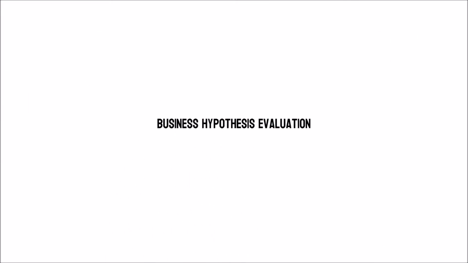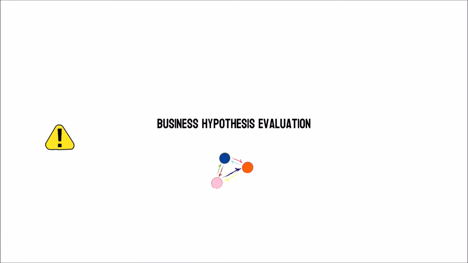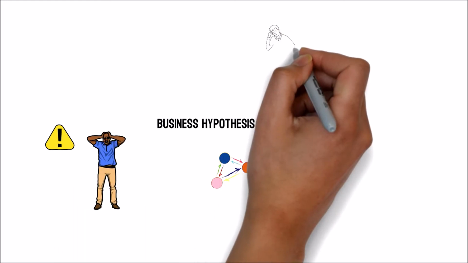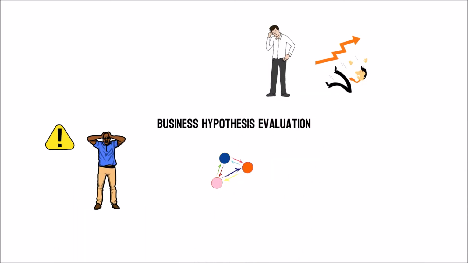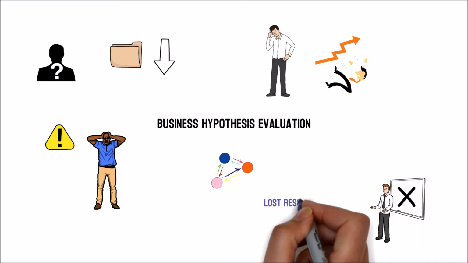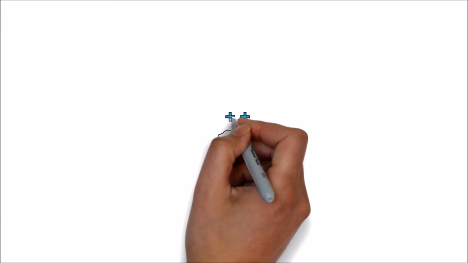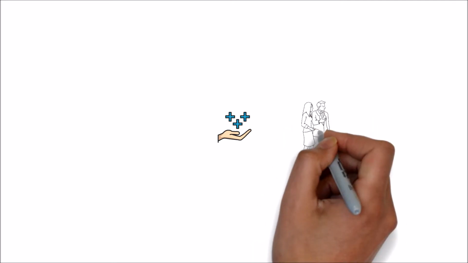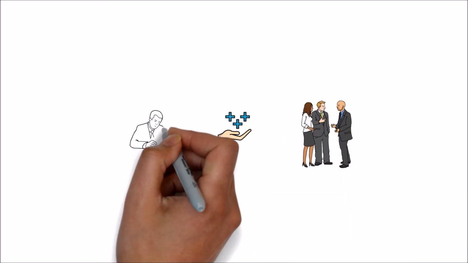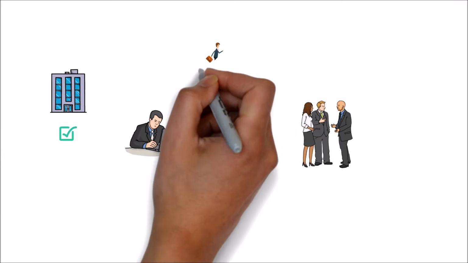Business hypothesis evaluation. When it comes to the interaction effect, some dangers can result in a specialist being misled. It could be due to faulty reasoning or judgments, insufficient or erroneous data, or the existence of unknowns. The risk here is that making key decisions based on false insights can result in lost resources, lost chances, and devastating outcomes. The fundamental value of testing hypotheses in business is that it allows specialists to examine their ideas before putting them into action.